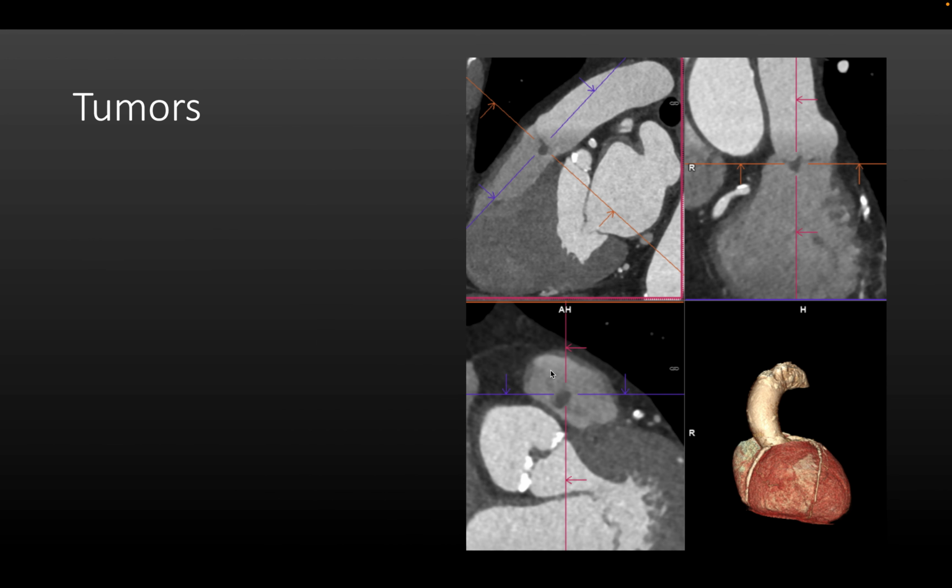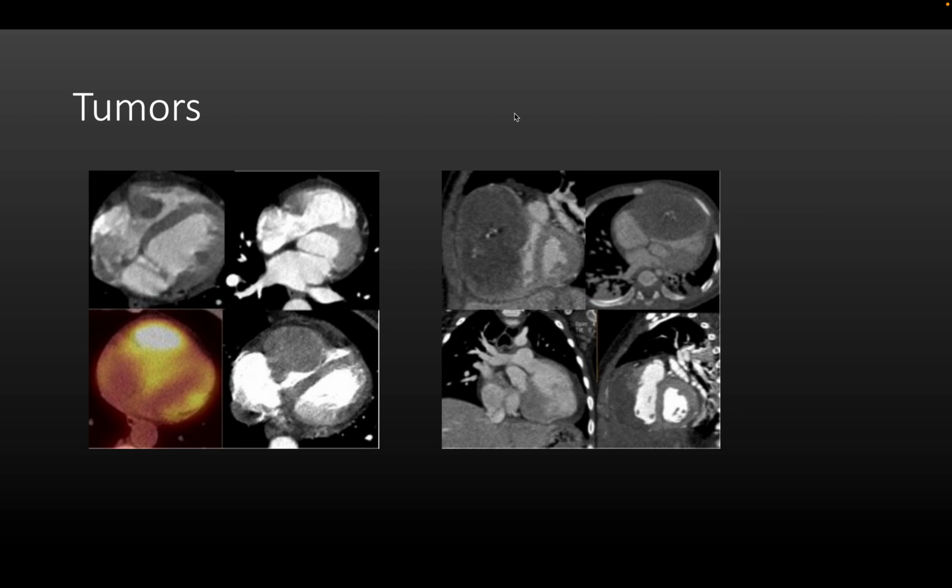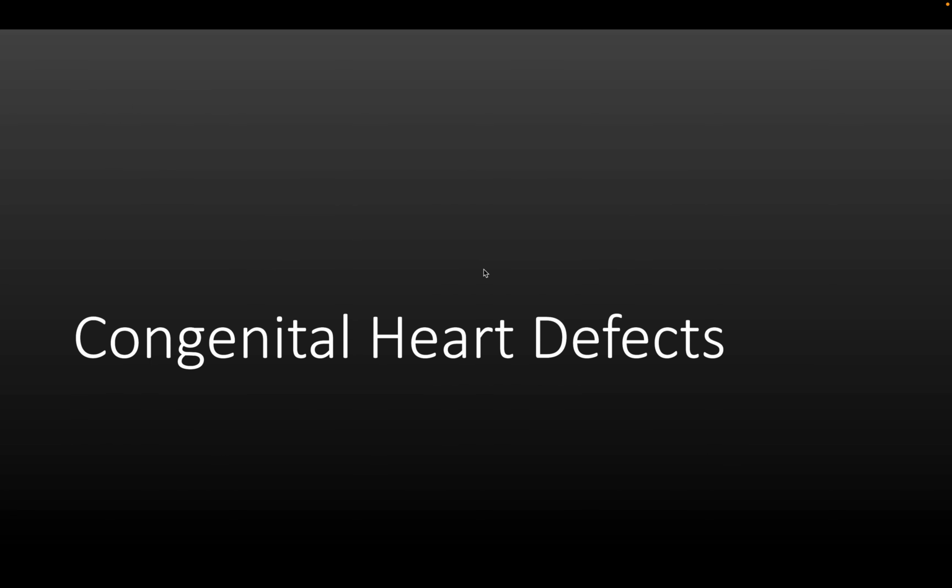Sometimes tumors are very small to be detected on MRI. For example, in this case, that is a fibroelastoma on the lower aspect of the aortic valves, or CT can tell us whether it's obstructing an outflow tract or an inflow tract in large tumors, and also metastasis.